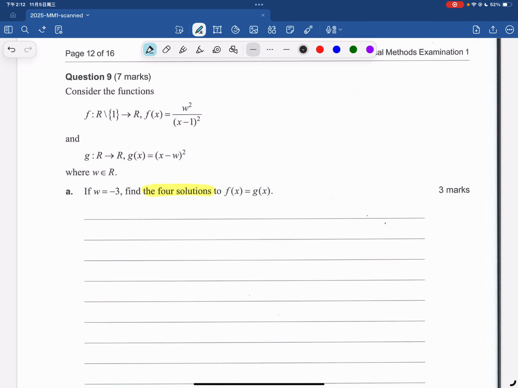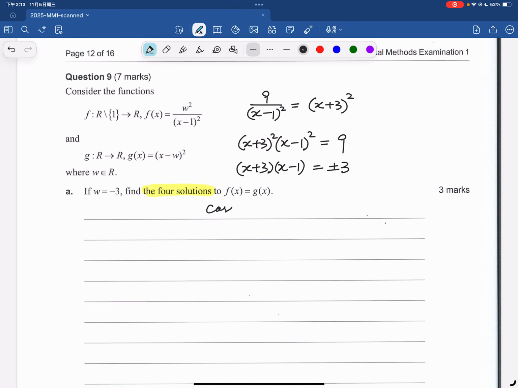So you get, let's say, minus 3. Actually, minus 3 squared is 9 divided by x minus 1, whole thing squared, equals to x minus minus 3, that's plus 3 squared. Then you can multiply both sides by x minus 1 squared equals to 9. Notice that you can now take a square root of both sides. You get x plus 3, x minus 1 equals to plus or minus 3.